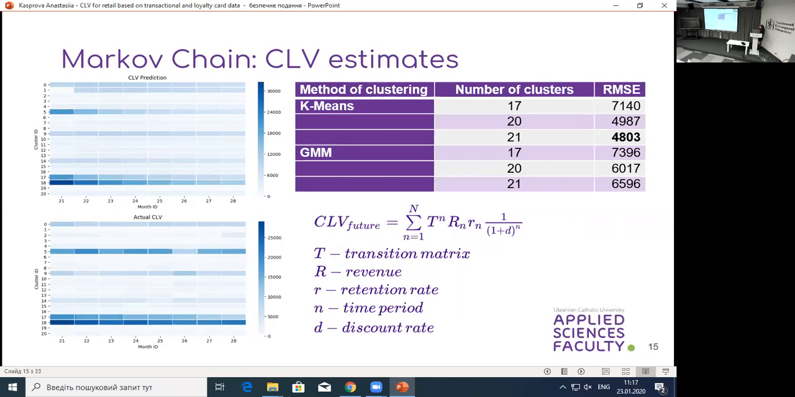Now we compare it with actual data and see that the best result was obtained for clustering with a number of clusters of 21. Later we will use it in our further research. Here I would like to mention that despite the fact that this method, Markov Chain, is really rough, it still shows a very good tendency of the revenue of each cluster.